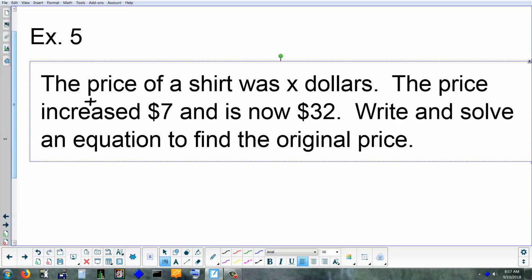How about in that second sentence? The price increased by 7 and is now 32. Any other word there that's important? I mean, I know increased is important. I know the 7 and the 32 are important. Numbers are always important. But there's another word there that's important. Yeah, Nicole? Is. Yeah, what does is mean?